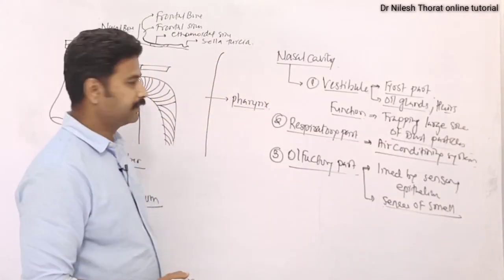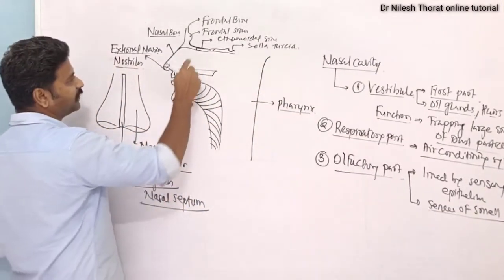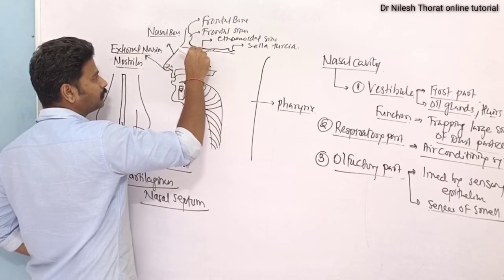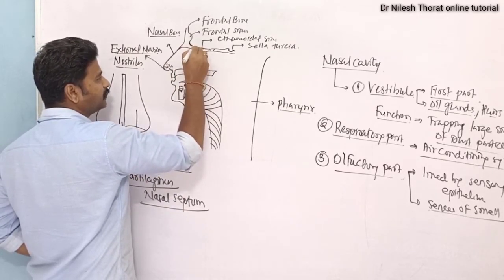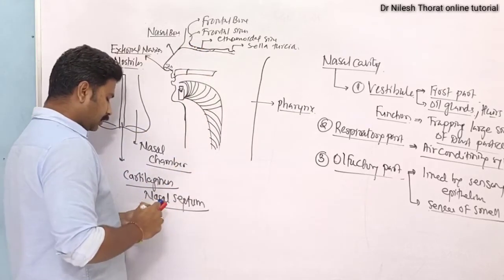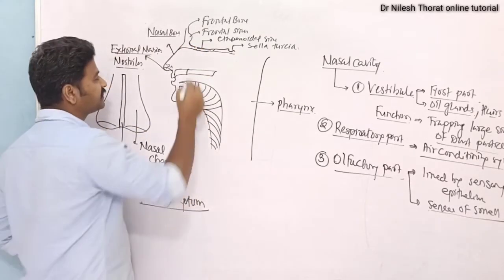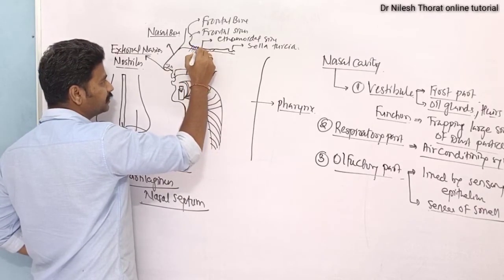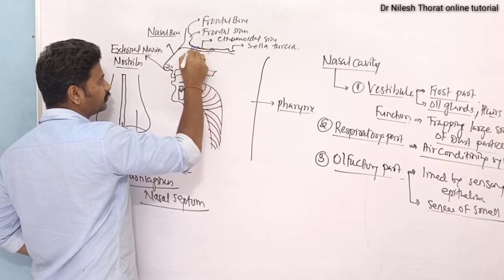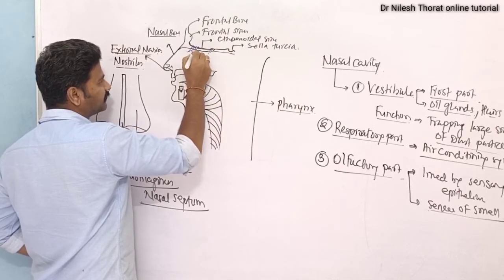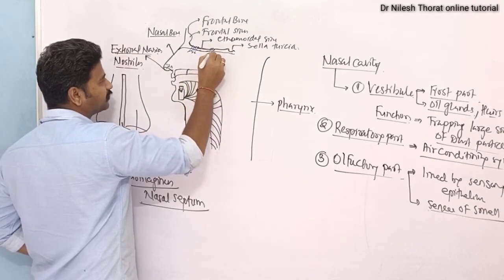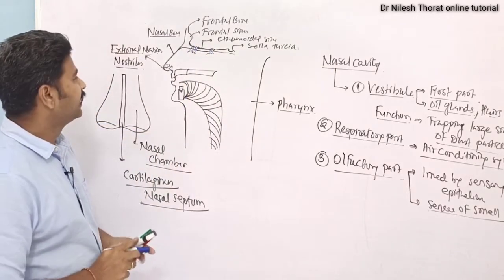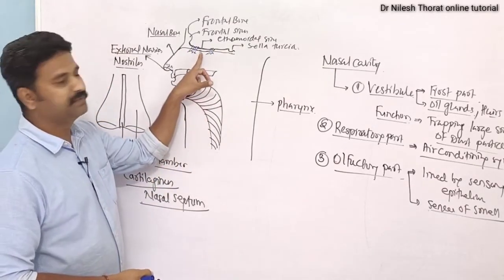The olfactory nerve, here is the cribriform plate, and from this cribriform plate the olfactory nerve will send the dendrons to receive the sensation of smell. So this is a part of the nasal cavity which is called the olfactory part. The last part of the nasal cavity is the olfactory part, and it is lined by the sensory epithelium.